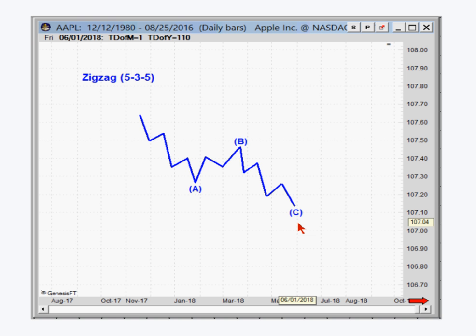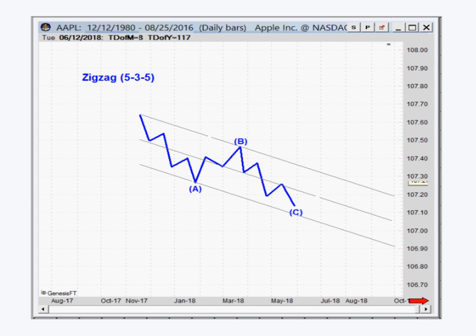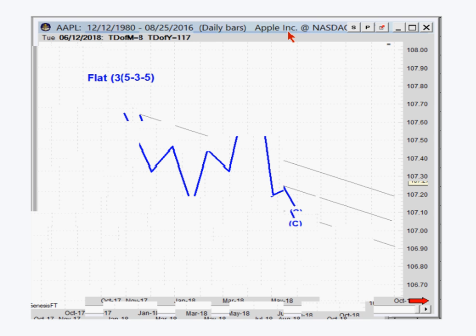Now, one of the things that I consider to be very important about the counter trend moves, or the corrective wave patterns, is that they tend to be contained within parallel lines. Very, very important. Counter trend price action tends to be contained by parallel lines. And this is a great example of just that. Again, this is a zigzag. It's a 5-3-5 structure.